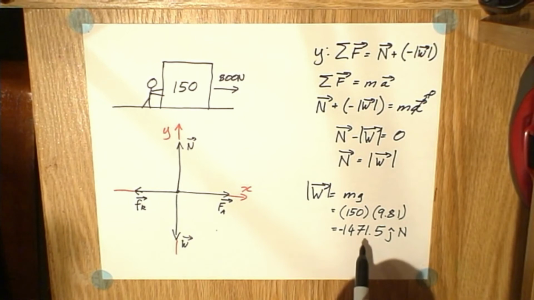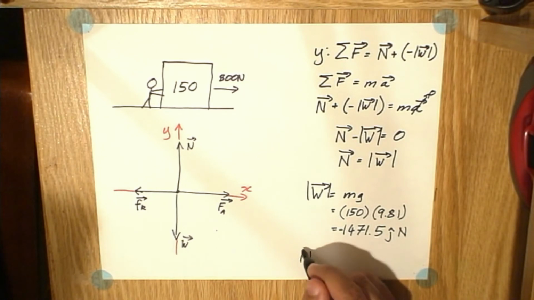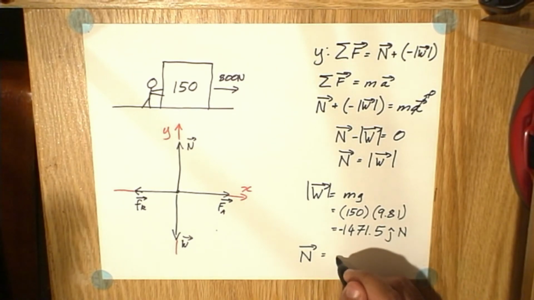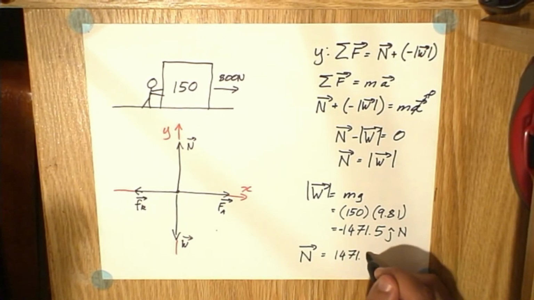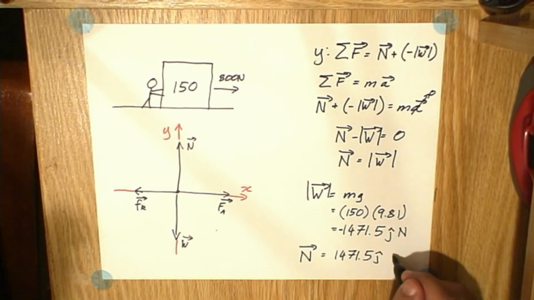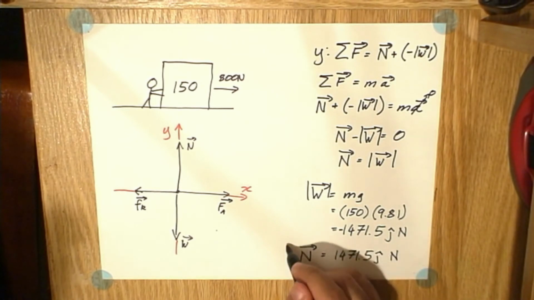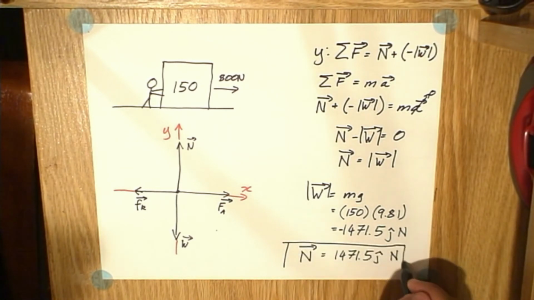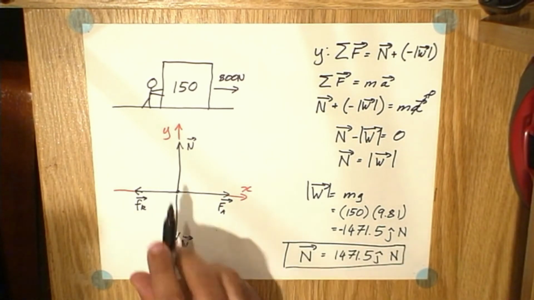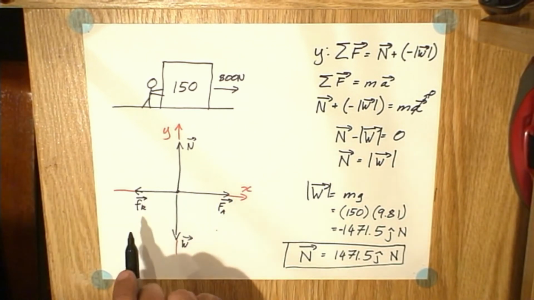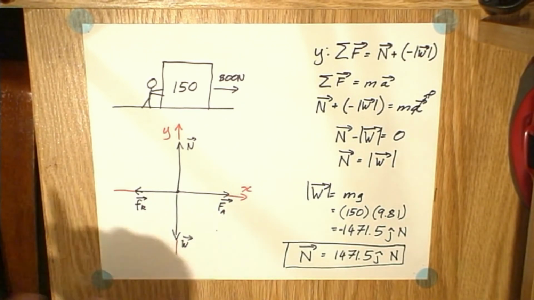So the weight force is 1471.5 newtons, J hat downwards, and the normal force is going to be the positive of that since it's pointed upwards. That would be 1471.5 J hat newtons. So this is now the normal force. And once again, we need the normal force because we want to solve for the kinetic friction.